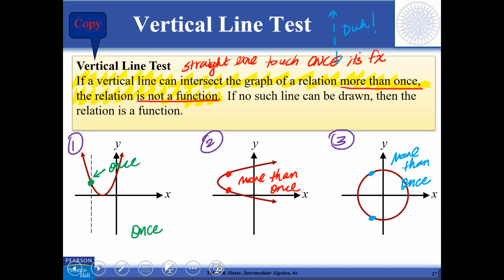Example 1: if I were to draw a line right there, notice it only touches this graph once. If I draw another line over here just to test it out, it still touches it once, so it is a function. Take a look at number 2. When I draw the line here, it touches the red graph twice. If I draw another line over here, it still touches it twice, so it's not a function. Number 3: if I draw a straight line, notice here it touches the circle twice. So it repeats, it's not a function.